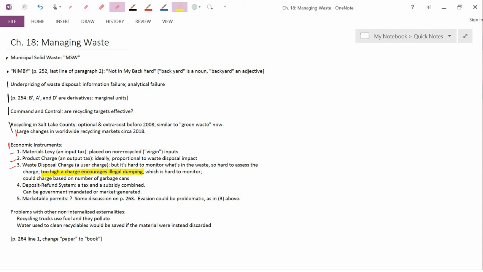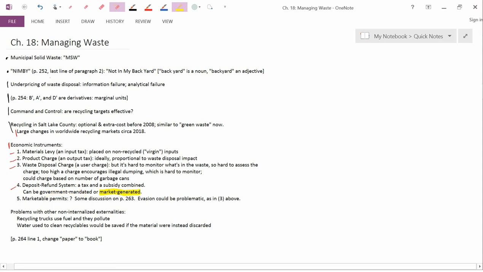Finally, in terms of how difficult it is to assess the charge, you could charge based simply on the number of garbage cans, and that's actually what is done in Salt Lake County. Another economic instrument to reduce what goes to landfills is a deposit refund system. I say here it's a tax and a subsidy combined. So let me give you an example of a deposit refund system, which was market generated, not government mandated.